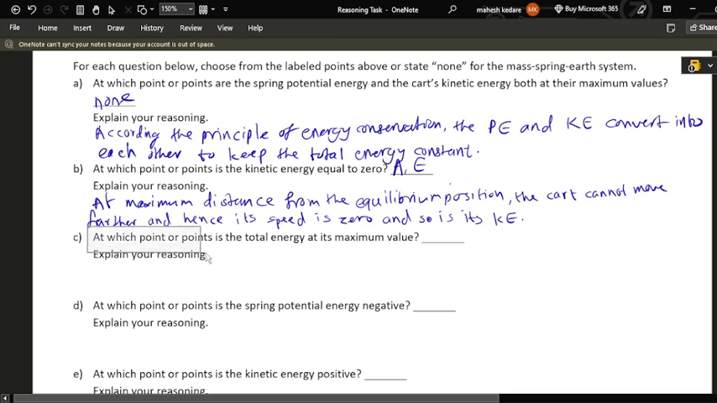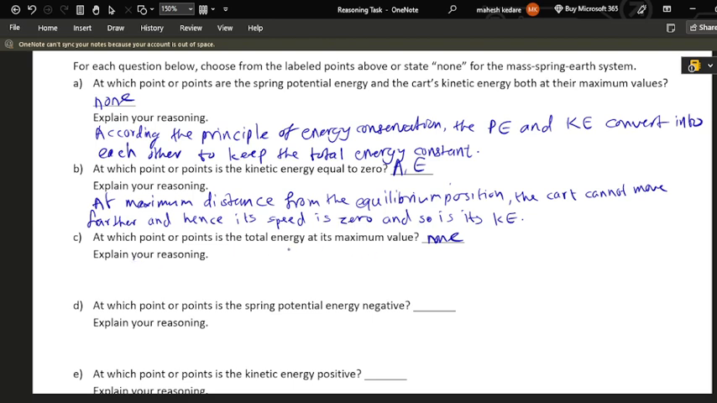Question C. At which point or points is the total energy at its maximum? Total energy is simply constant throughout the motion, so it cannot have a maximum or minimum. Alternatively, we can say that the total energy is maximum everywhere. But we prefer to say that the total energy is not maximum anywhere, it is simply constant. So there is no such point where total energy is maximum.